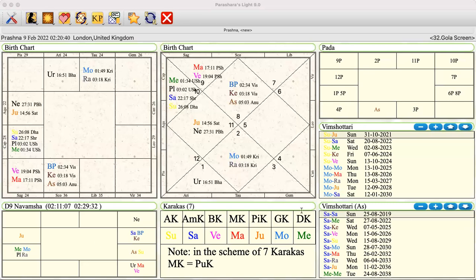They can get diseases like diabetes, like bladder stones and things like that, but generally speaking, they can be disease-free. They can tackle things quite well. Obviously, it all depends on the person's chart, but it's just a general look at it.